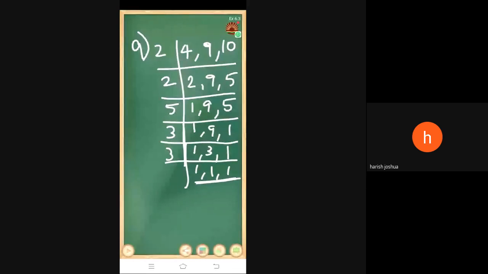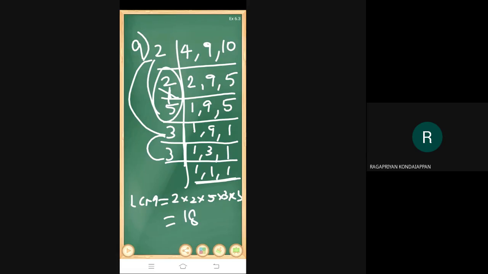Now what is the LCM? 2 into 2 into 5 into 3 into 3. 3 3s are 9, 9 2s are 18, and 18 into 5 into 2 is 18 into 10, which is 180. So 180 will be divisible by 4, 9, and 10.